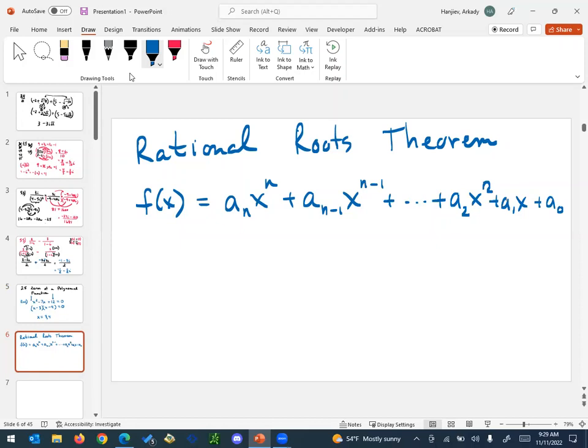I just want to say what the rational root theorem is. This is called a polynomial function. This is the way we generically write a polynomial function. So f of x is all this right here. It's a sub n times x to the n, then a sub n minus 1, and so on, down to the constant on the end.